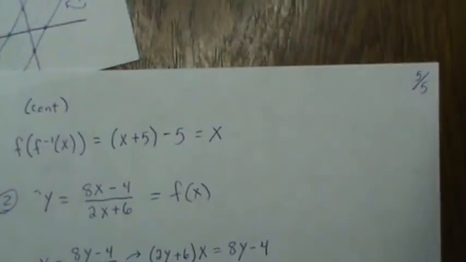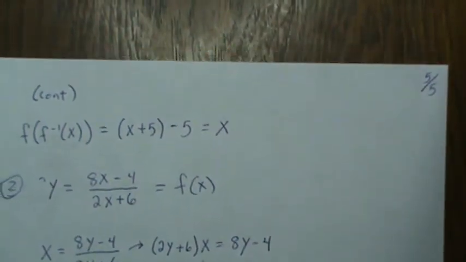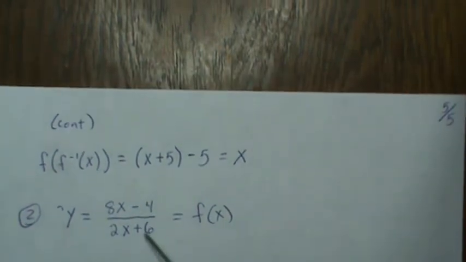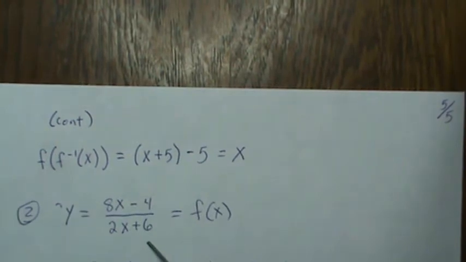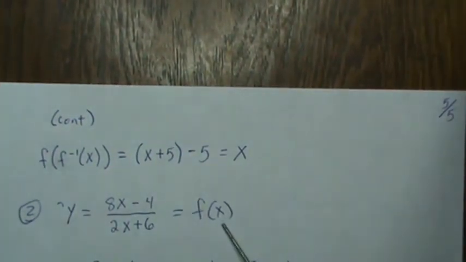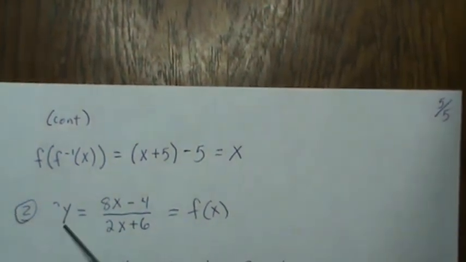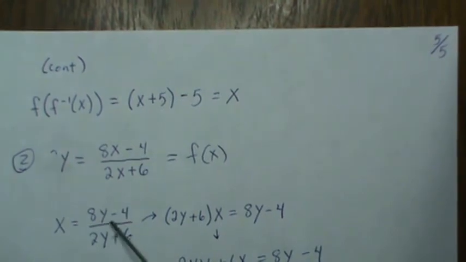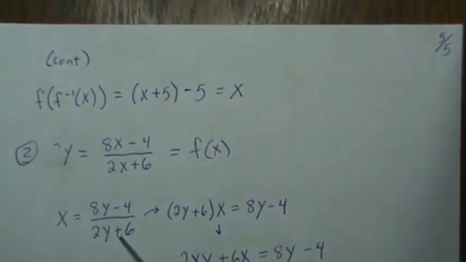Now a little more complicated one is here. So let's assume this is our function. y is equal to this. Now, how do we call that whole thing f of x? So how do we find f inverse? Well, for the x's we put y's, and for the y we put an x, which is what we did here. Now we start solving for y.